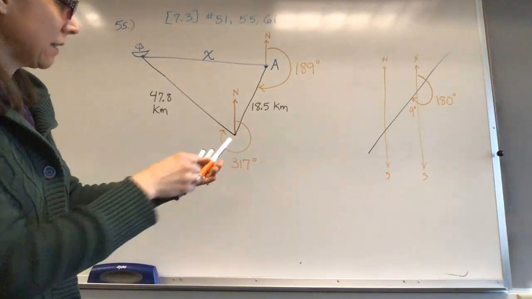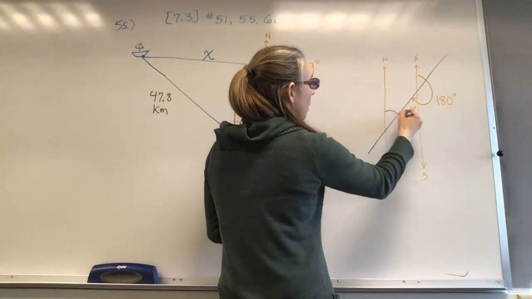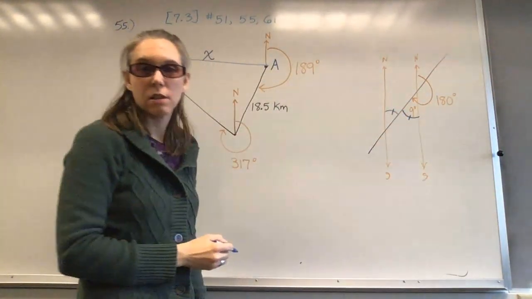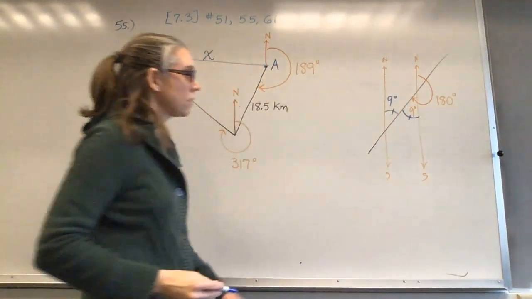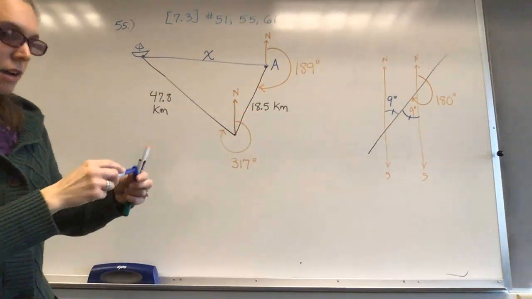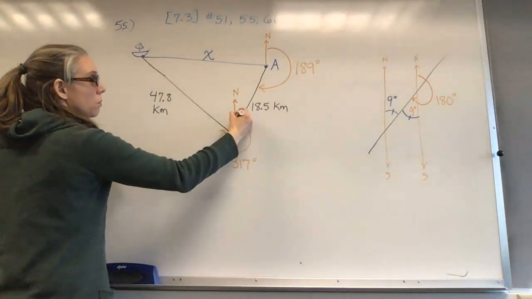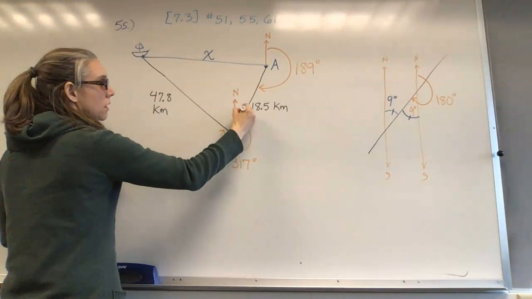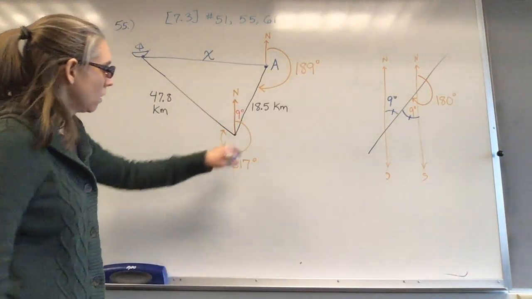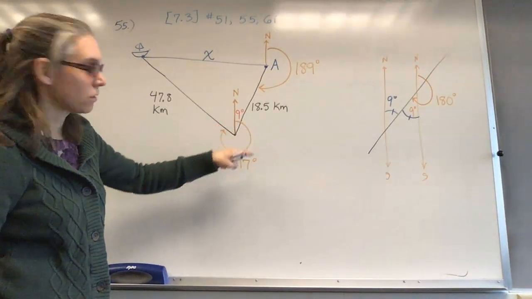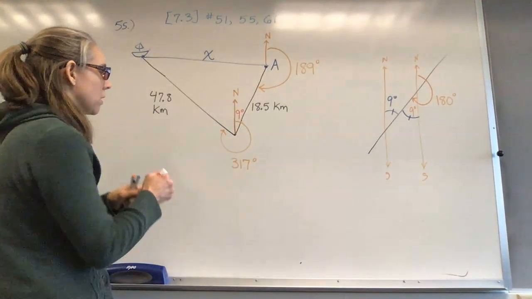What that means is by alternate interior angles, these two angles right here are congruent, which makes this angle right here 9 degrees. Now what is that angle on the diagram right here? The 9-degree angle would be right here. So this right here is a 9-degree angle right in there. So you subtract 317 from 360 and you have 43 degrees.